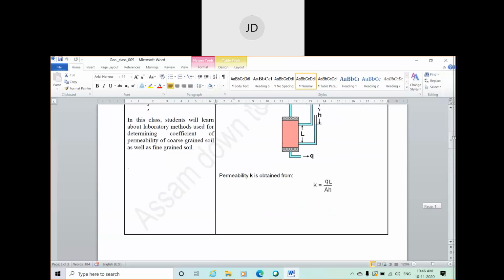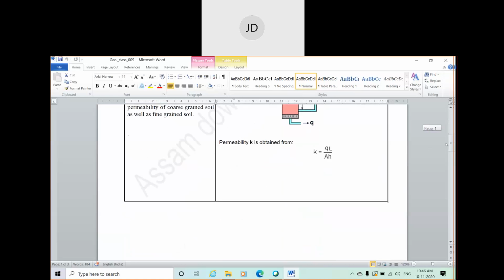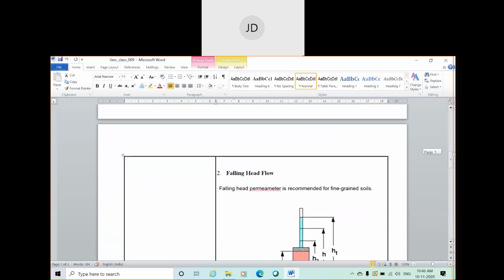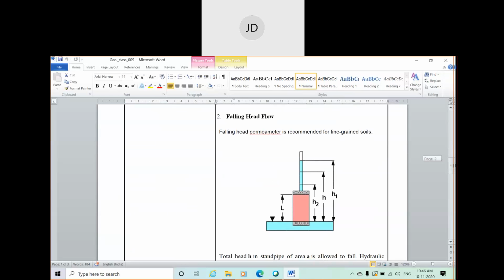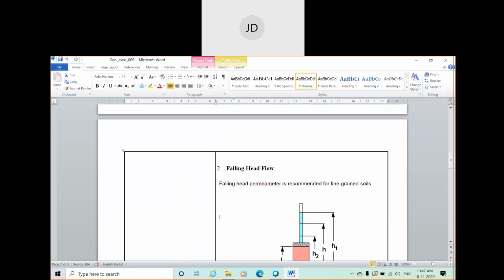Yeah, one more difference is there. This constant head permeability test takes less time compared to this falling head test. Since in the falling head test, fine grained soils are used, and fine grained soil have very small voids. So water takes a much longer time to pass through the sample, compared to coarse grained soil. So we can say constant head test is quicker than falling head test.